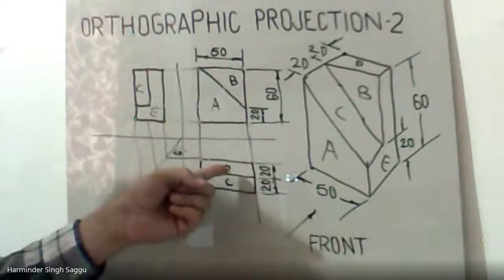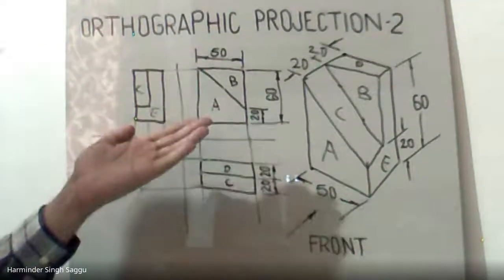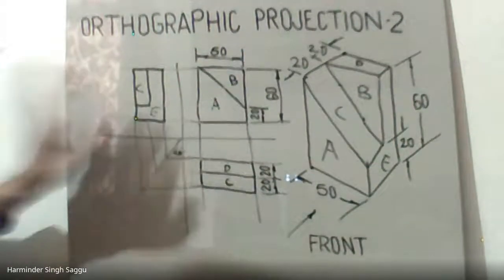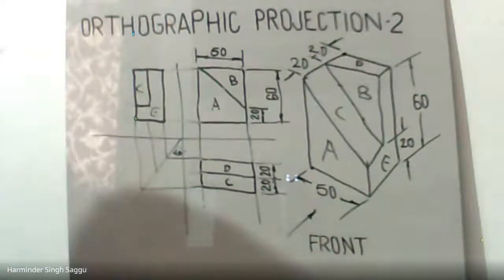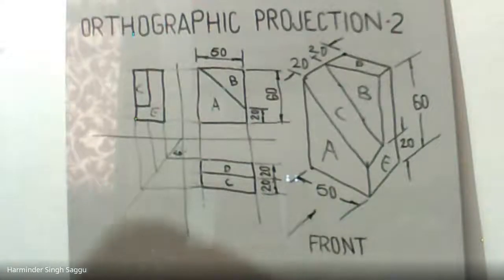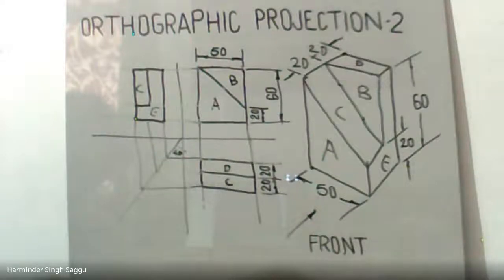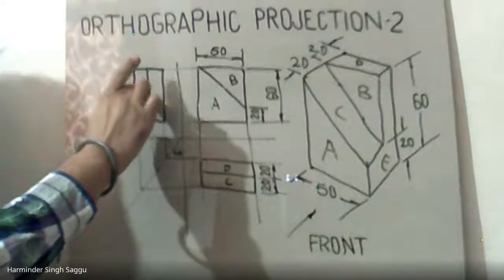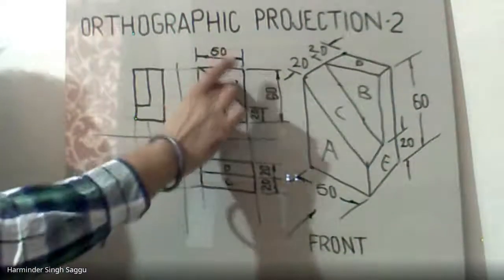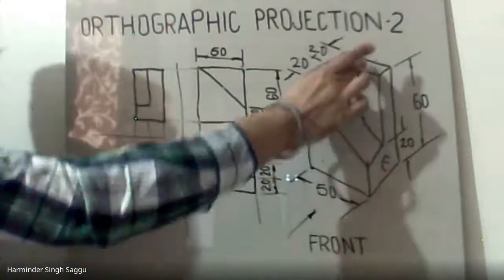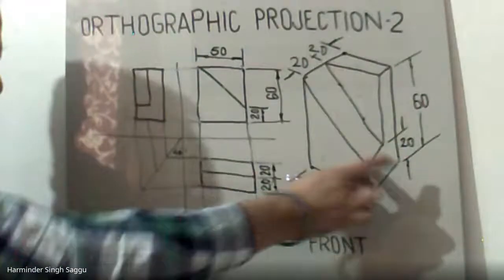So this is front, this is top, and this is right side. So no dimension is, I think, left. So 2 times 20, 20. 60, 20, 60, 20, and 50. So no need to write any dimension on its right side view. Any doubt in the right side view? You may ask. So no need of writing this ABC because this is just for your understanding. Do not write any ABCD.